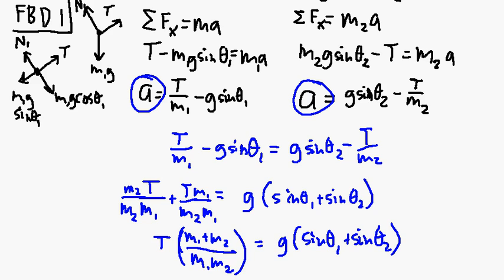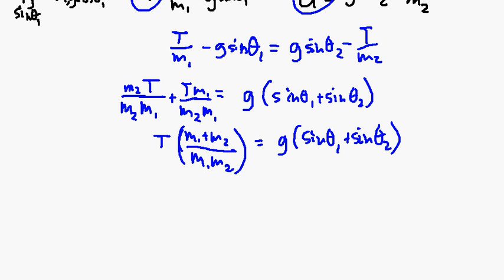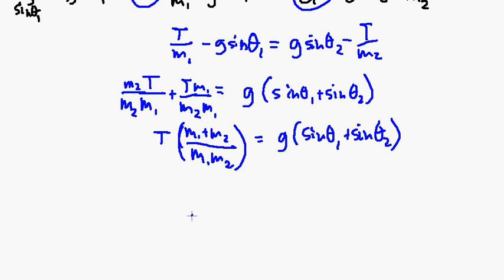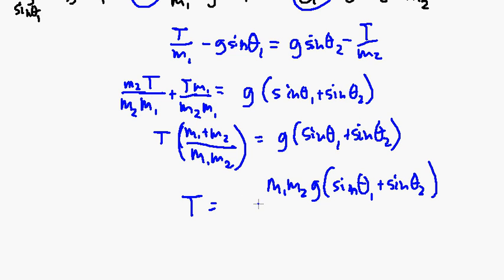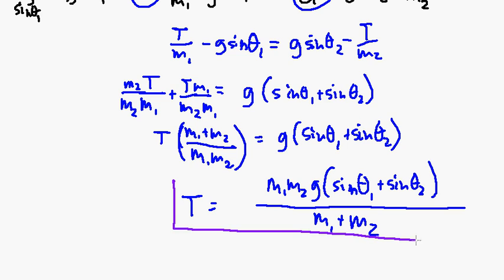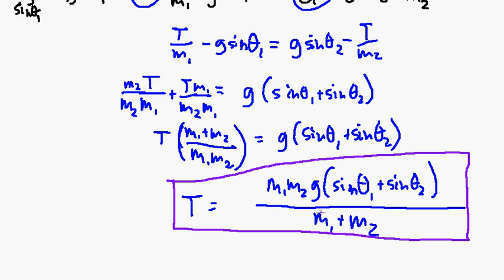And finally, we wanted to find the tension, right? So I'm just going to collect and solve for tension. T equals M1 M2 G times sine theta 1 plus sine theta 2, all over M1 plus M2. So that, which I'm boxing in purple now, is basically going to be your answer. A little complicated, but that's how you get it.